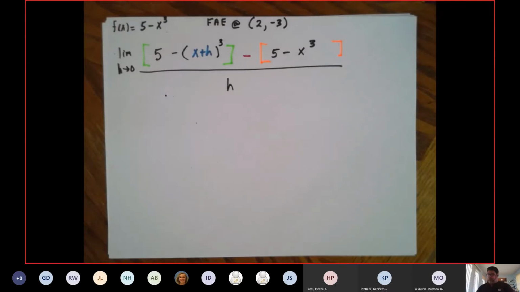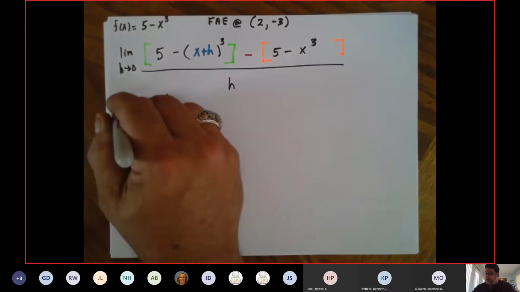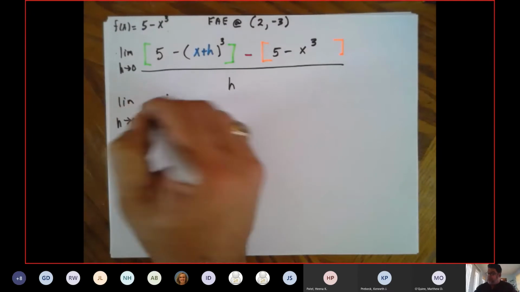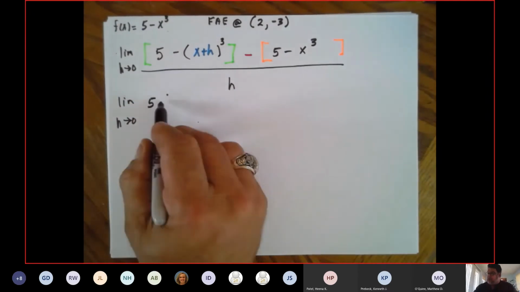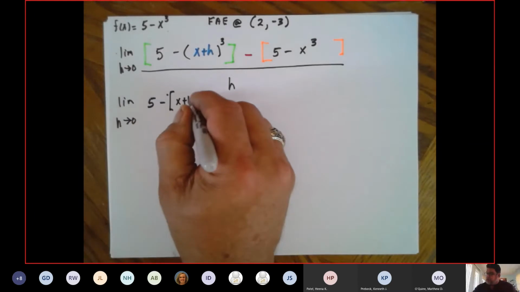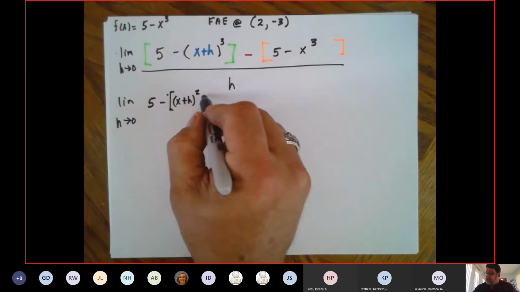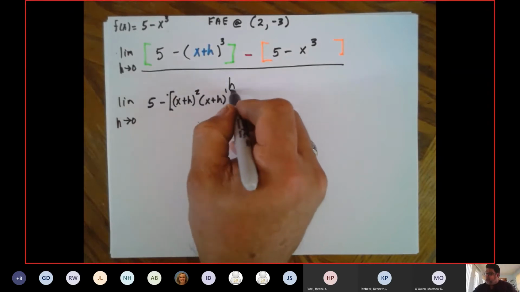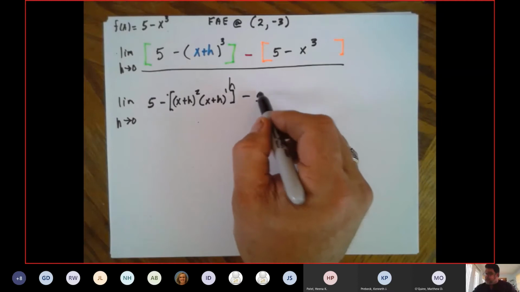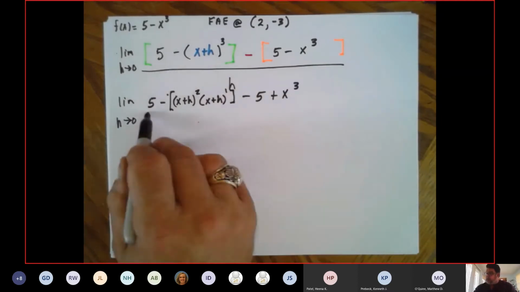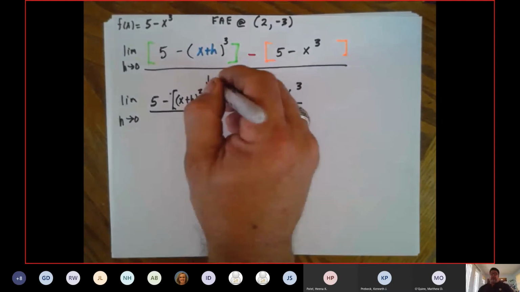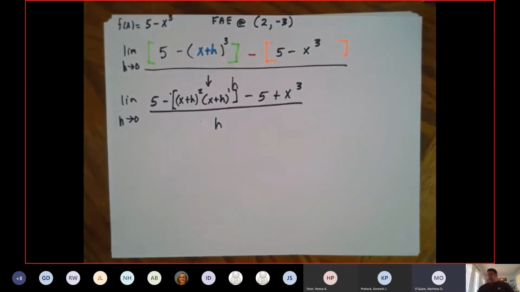So here's where you pretty much quit. Limit as h approaches 0 of 5 minus brackets x plus h quantity squared times x plus h to the first power, minus 5 plus x cubed, over h. So now you got to concentrate on that, which is not a big deal, except some people, when they see that x plus h cubed, either think shortcut number 4, which is not, or they just quit and don't do it.